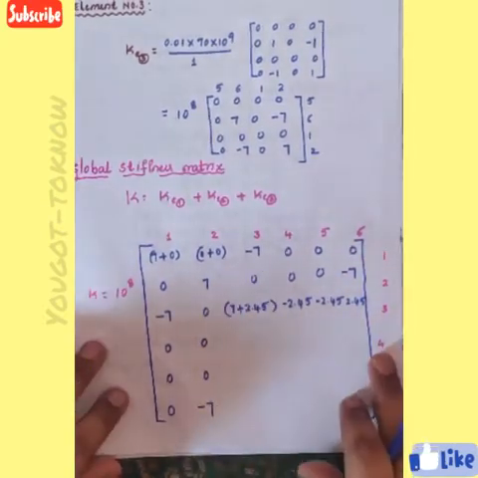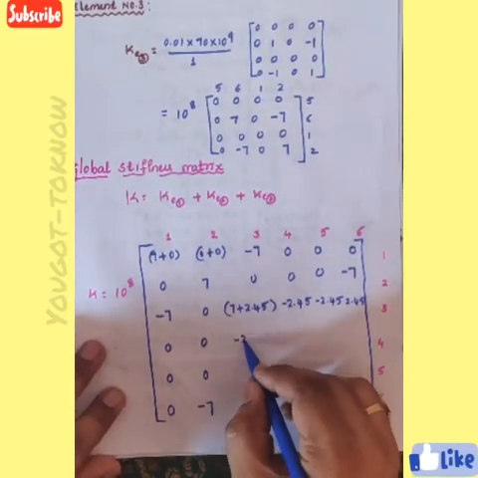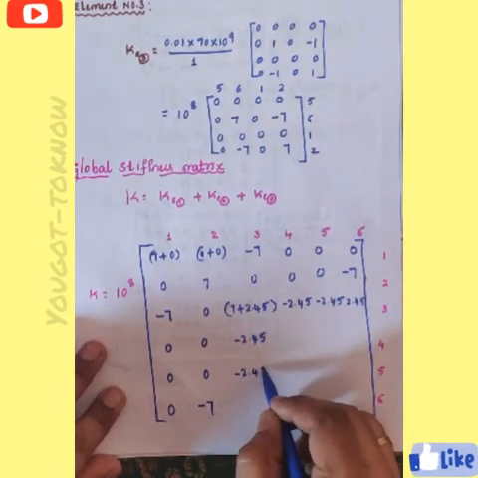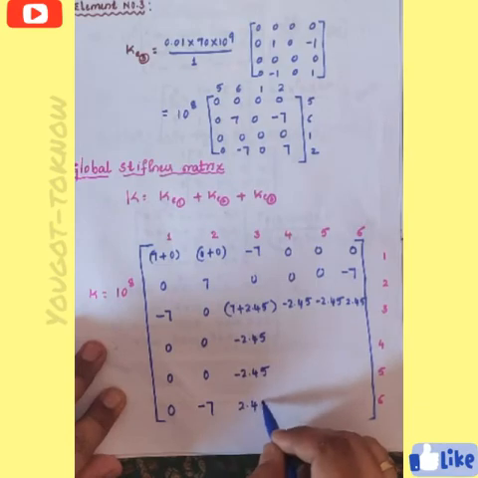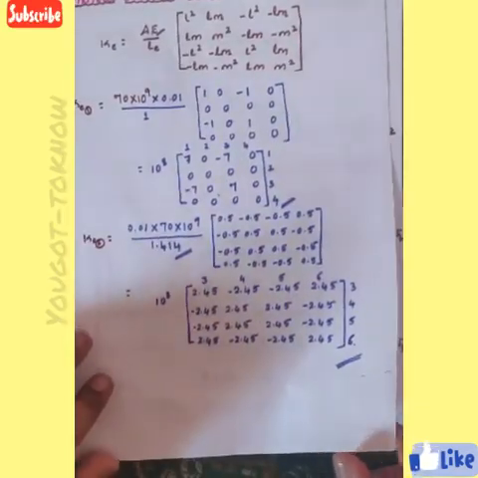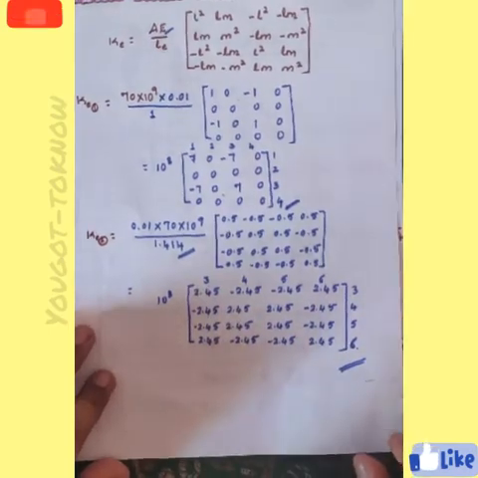Next one is column 4. This row should be equal to this column, which means up to 3 values we have written, and the remaining 3 values are here. 2.45, 2.45. Next value, what is the next value? 4 4. Check it. Where is 4 4? It is there, that is 2.45.